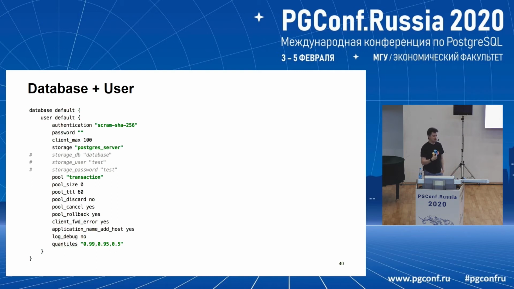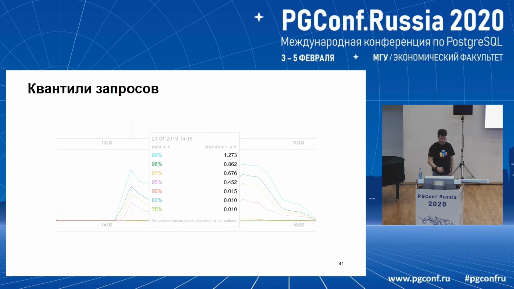This configuration tells us that if the client connection is lost, should we roll back the transaction which was in progress? Or should we send cancel to the request which is being executed? And this is the same configuration as the bouncer, which says that we should add the IP address or application name to the server connection. And the last configuration is quantiles for transactions and for queries to enhance the monitoring.